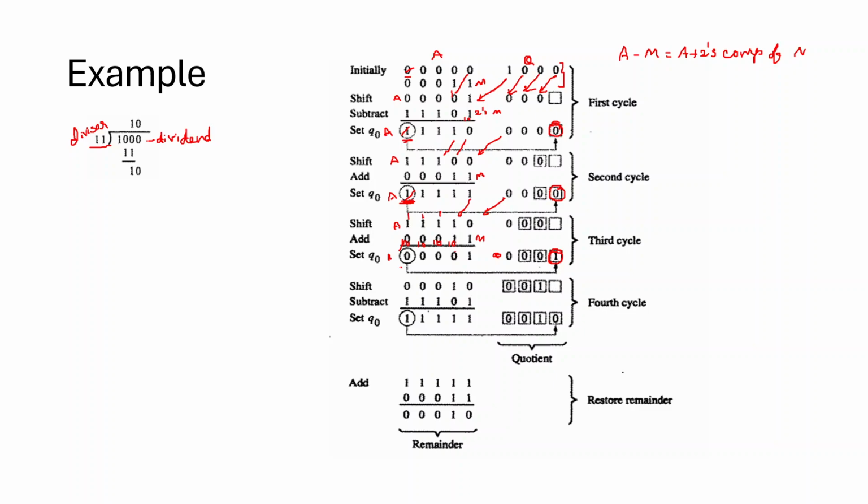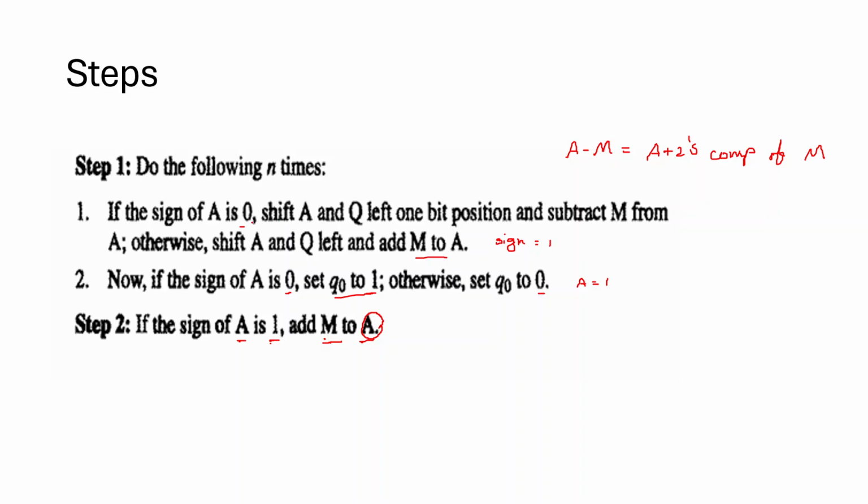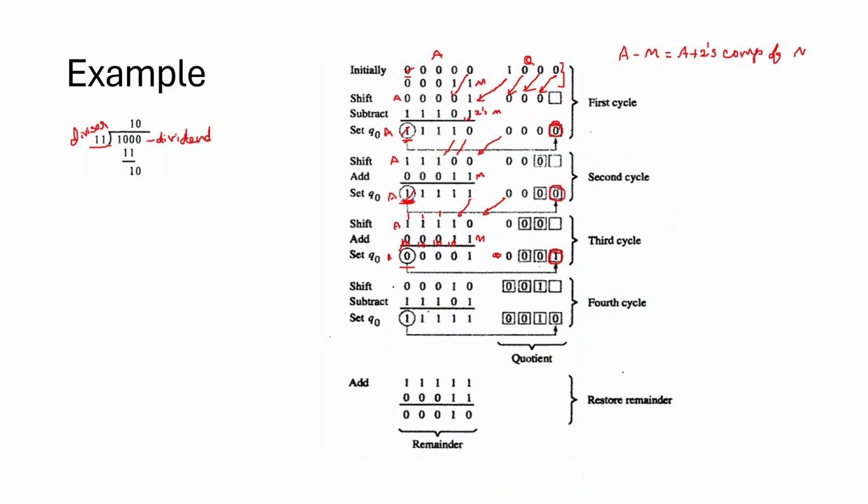Now see the sign bit of A. If the sign bit of A is 0, you need to do the shift operation and subtract. See here, if the sign bit of A is 0, you need to do the left shift and subtract M from A. So now I do the shift operation, left shift. This has been discarded. This is the result of the shift operation. Then, as the sign bit of A is 0, I need to subtract. For subtraction, I am adding the 2's complement of M. This is the 2's complement of M we have calculated.